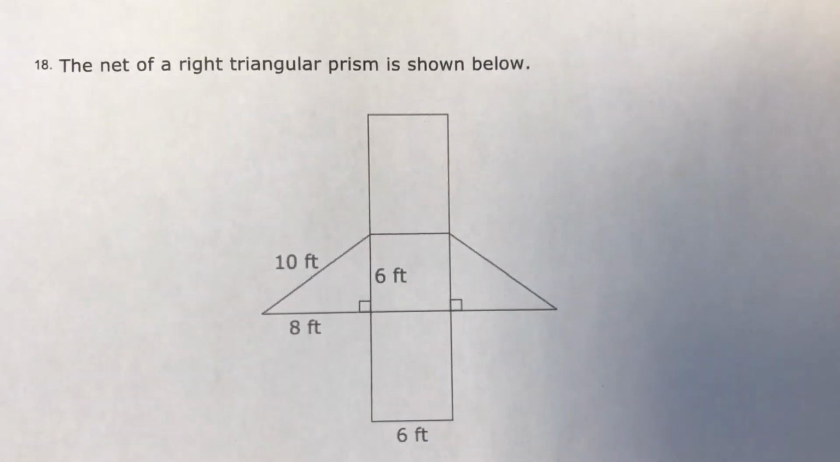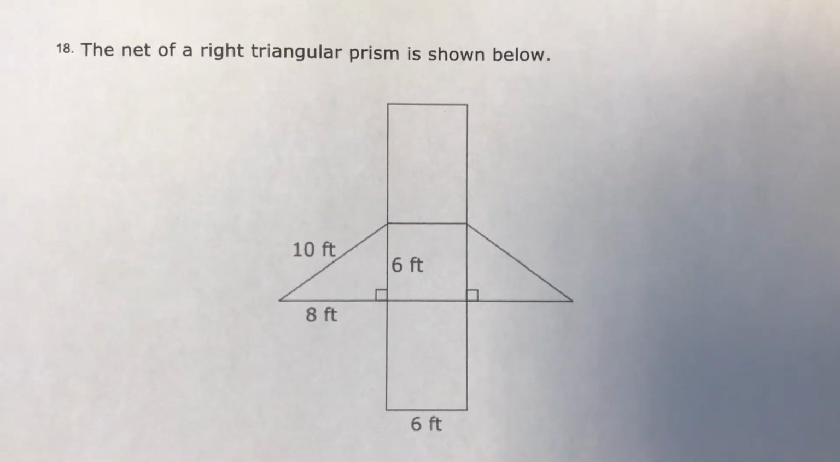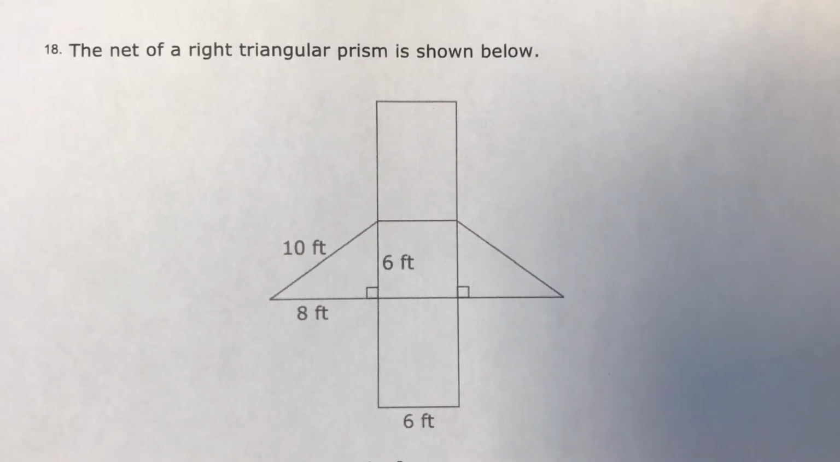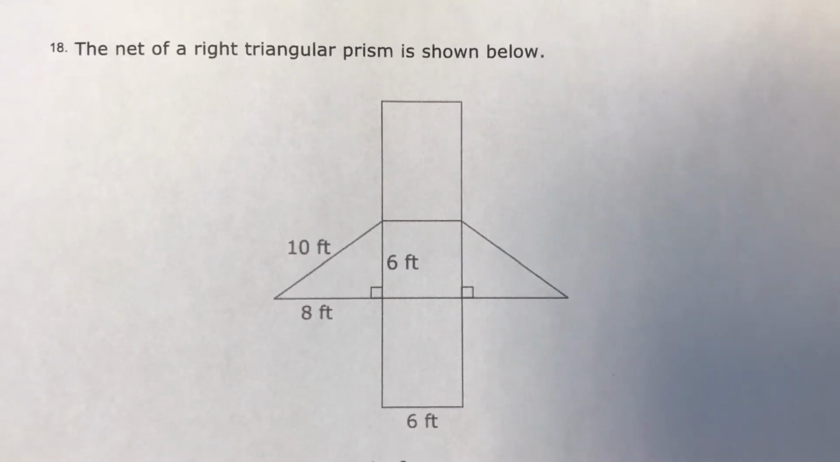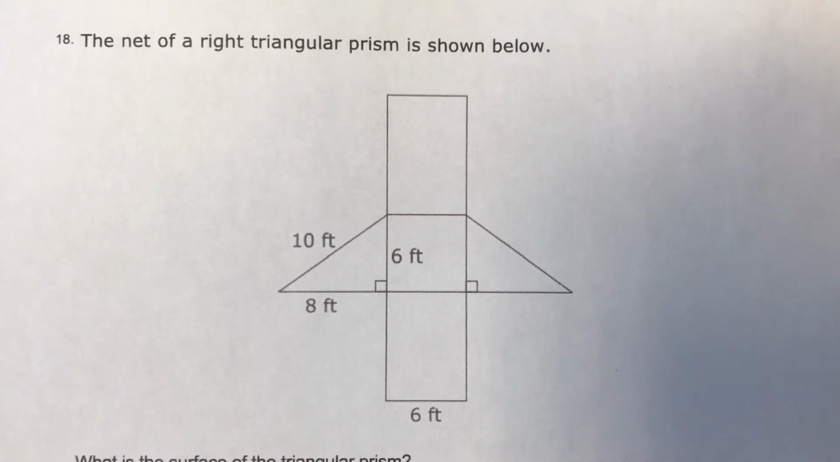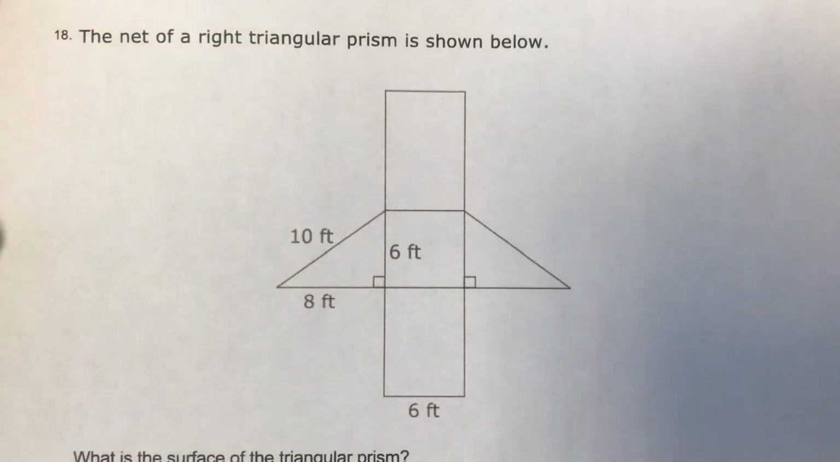Alright, so we're going to start with finding the surface area of a triangular prism. And luckily it's already laid out as a net for us, so that makes life a little bit easier. A net is when pretty much a three-dimensional shape has been flattened and all the sides are laid out so you can see what each side is. This is really nice because it makes life much easier.